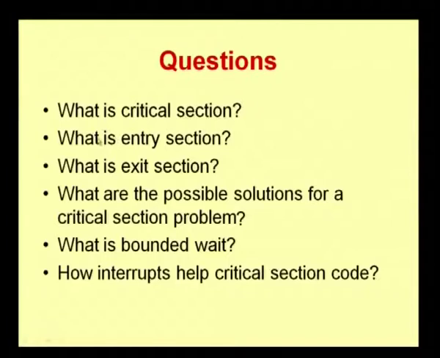Now, let us see the possible questions that could arise from this session. Question number 1: what is a critical section? Question number 2: what is an entry section? Question number 3: what is an exit section? Question number 4: what are the possible solutions to overcome the critical section problem? Question number 5: what is a bounded wait? Question number 6: how do interrupts help critical section code exclusively in the uniprocessor system?